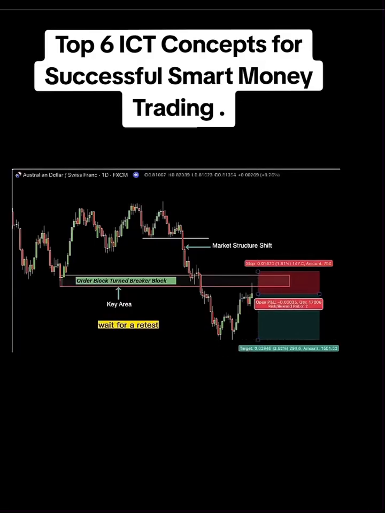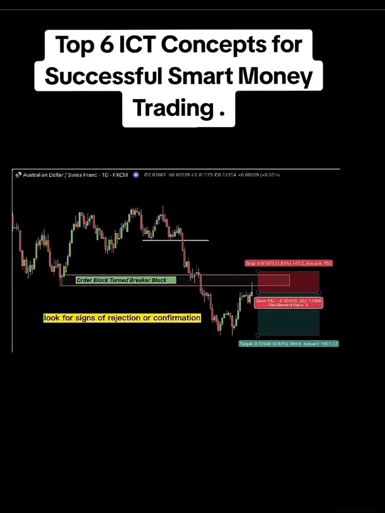Wait for a retest. Allow the market to retrace upward and test the breaker block. Look for signs of rejection or confirmation that these areas are acting as resistance. Execute a sell trade. Once confirmed, you can execute a sell trade. Your stop loss should be placed 10 to 20 pips above the breaker block. For profit targets, aim for a 1 to 2 risk-reward ratio.